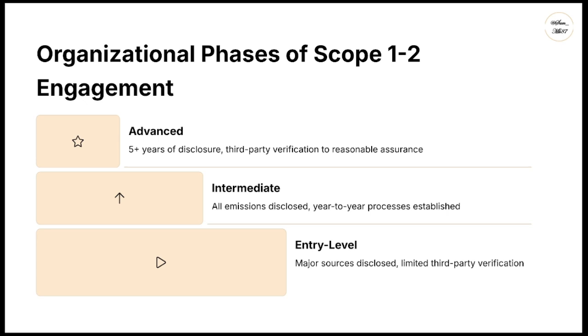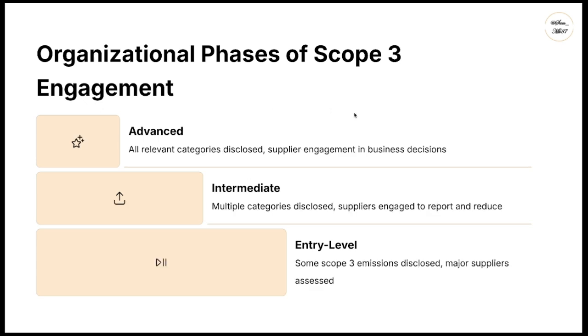We have a similar type of engagement model for scope 3 as well. At the entry level, companies are just beginning to address scope 3. They may just disclose emissions from a few key categories like business travel or purchased goods. In the intermediate phase, organizations are disclosing multiple scope 3 categories, and have also begun engaging with suppliers, asking them to report their own emissions. And advanced organizations disclose all relevant categories, both upstream and downstream.